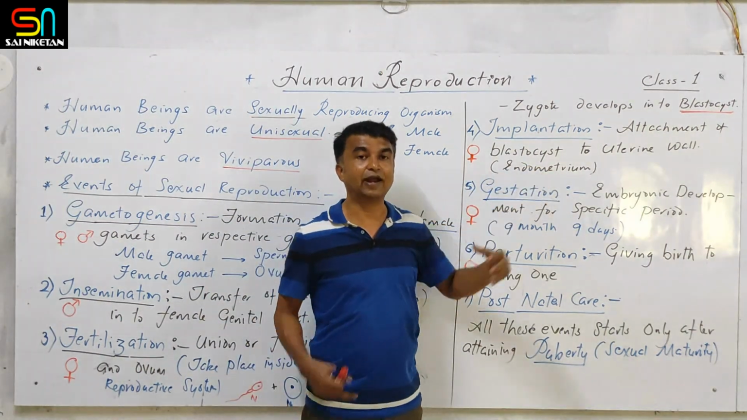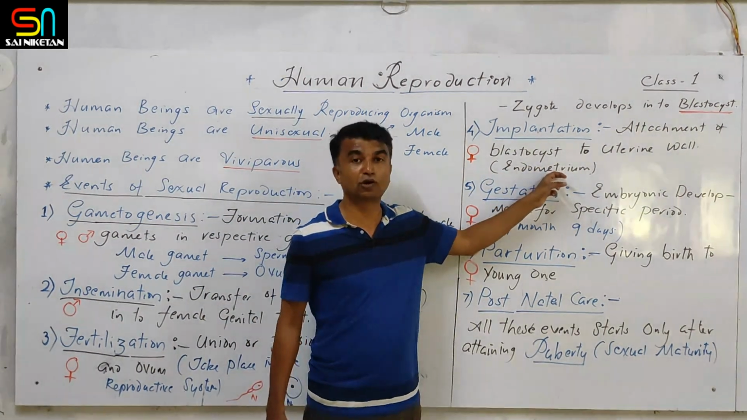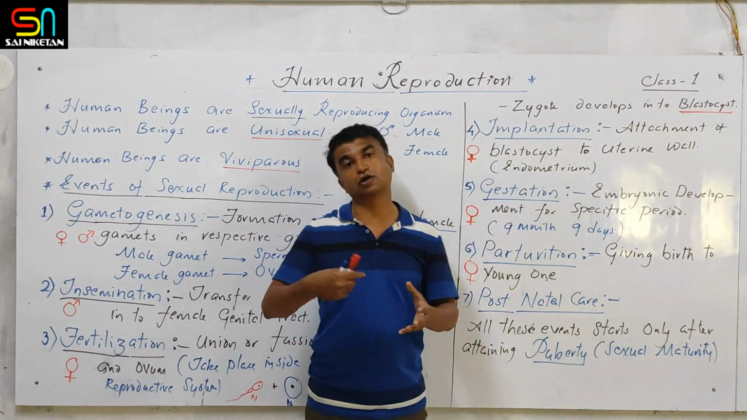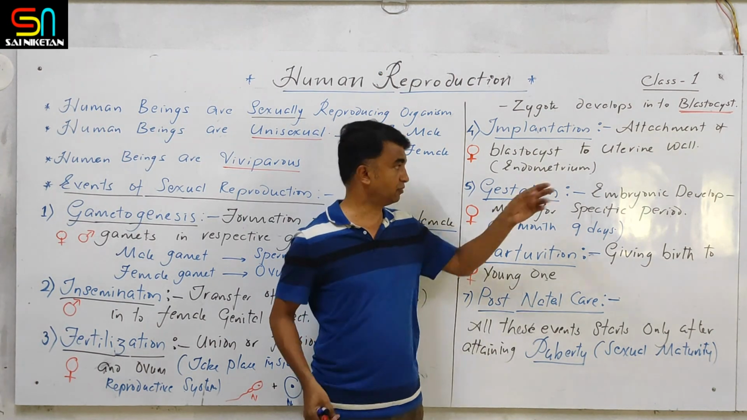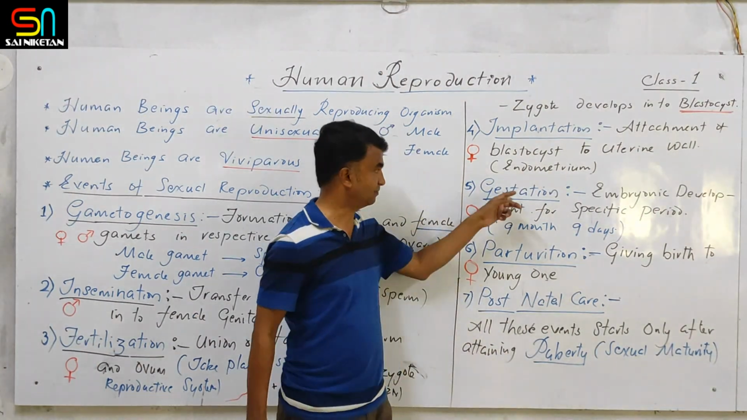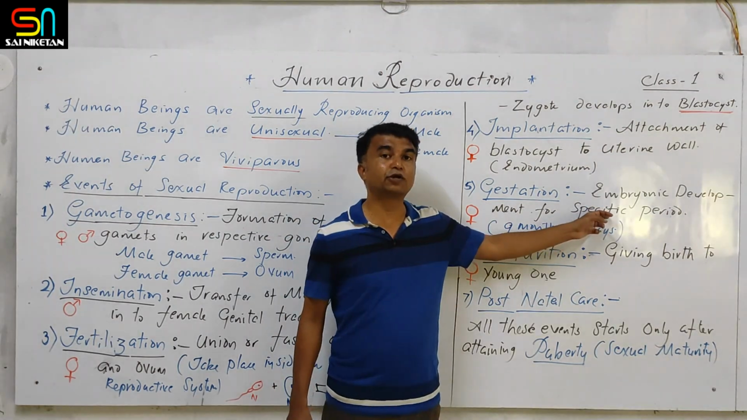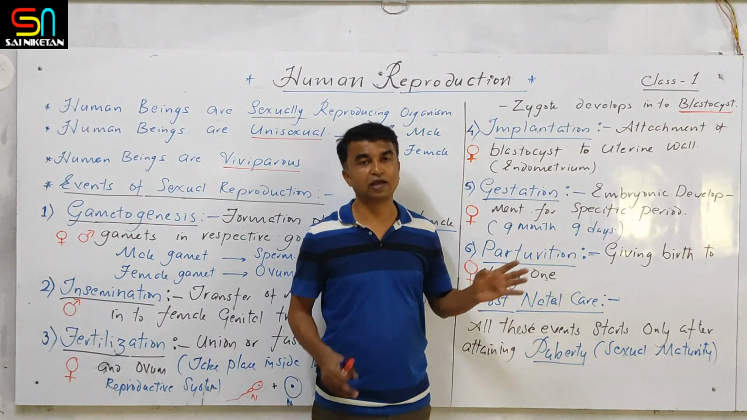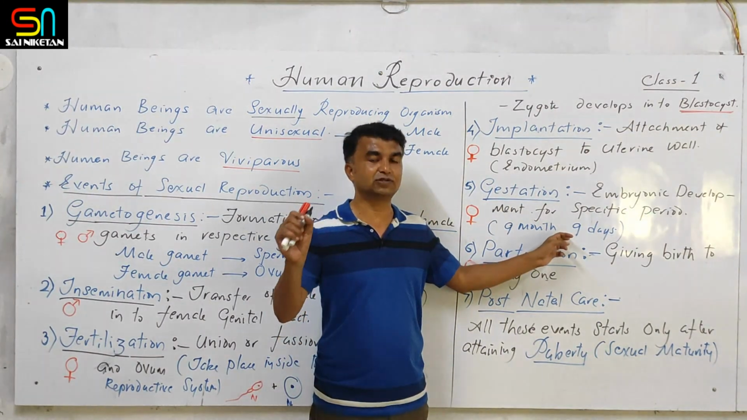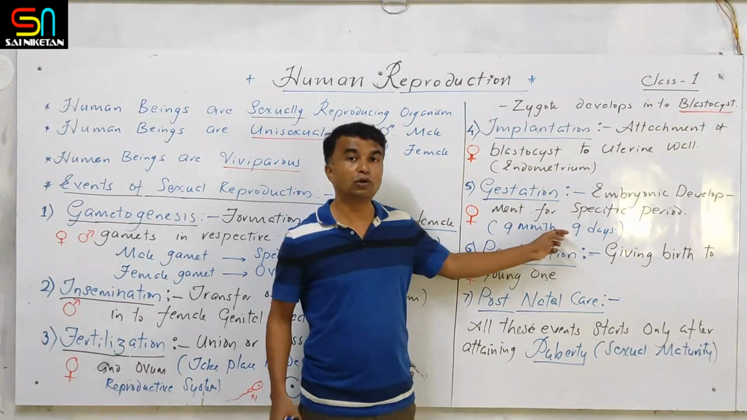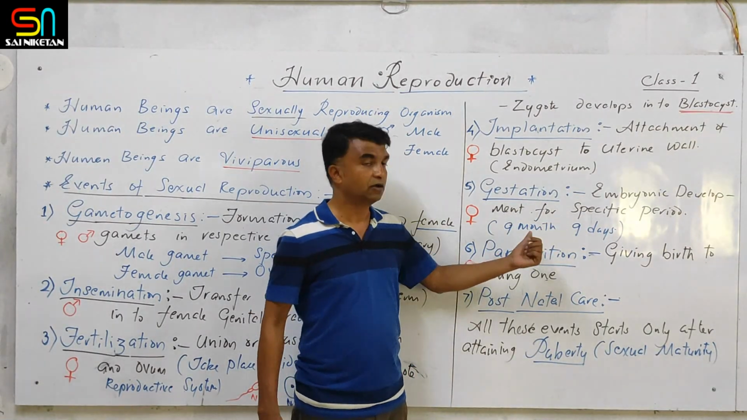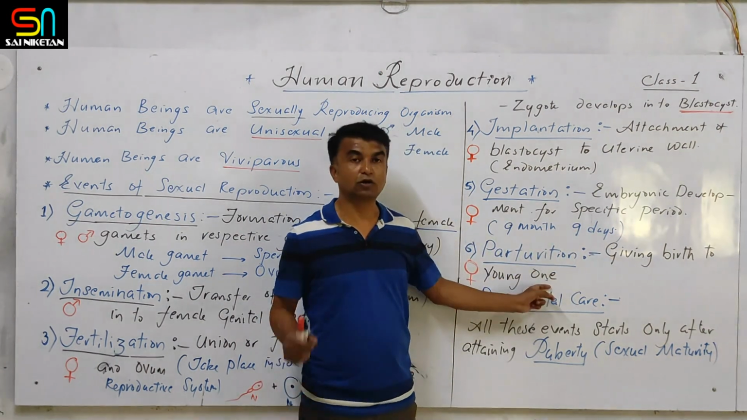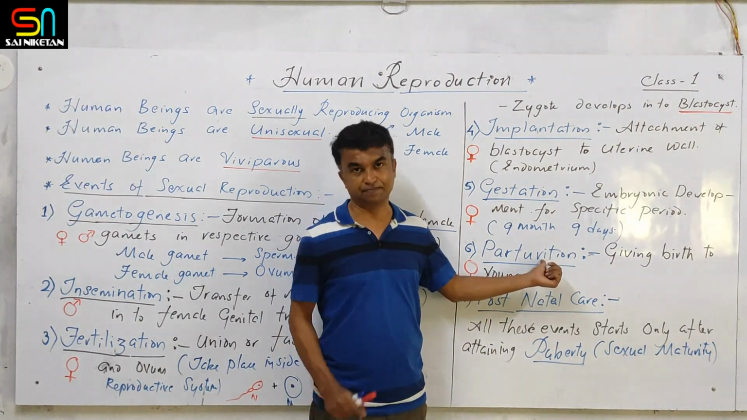Implantation is nothing but the attachment of the blastocyst to the uterine wall, specifically the endometrium. Only after this event does the placenta develop. Now there is a physical connection between the mother and the fetus. Gestation period means the embryonic development period. It is specifically 9 months, 9 days for human beings. Every species has a different gestation period. Only after the completion of this gestation period is the fetus completely developed. Giving birth to the young one or the baby is called parturition.